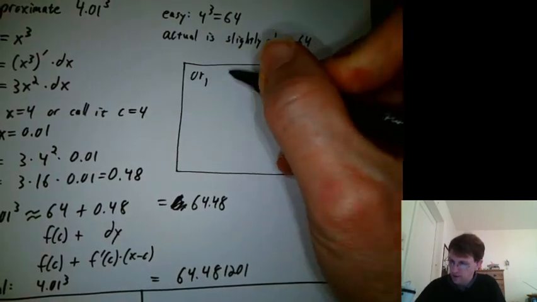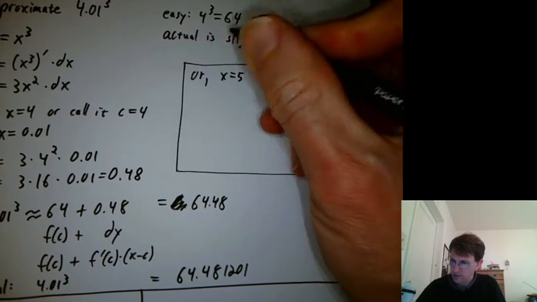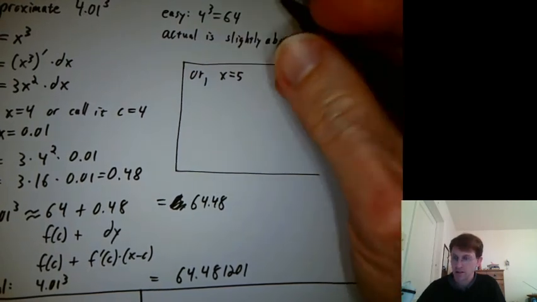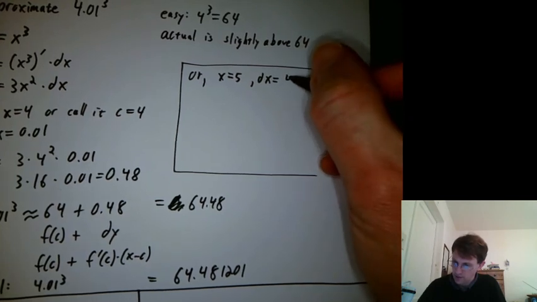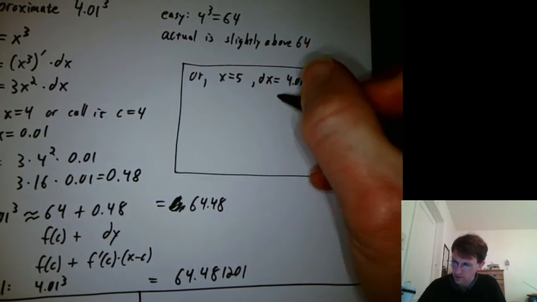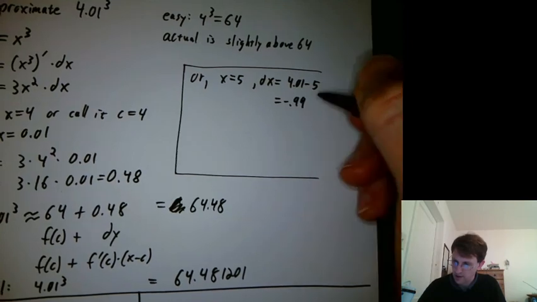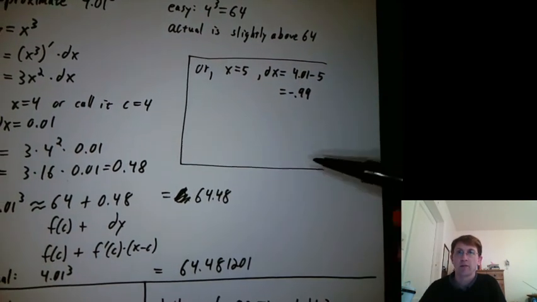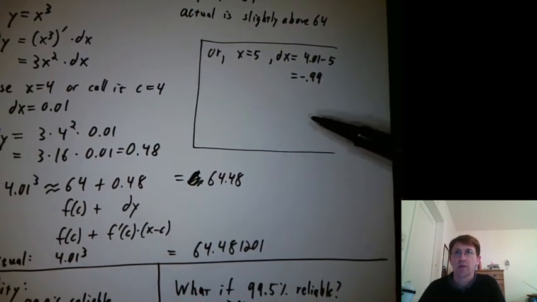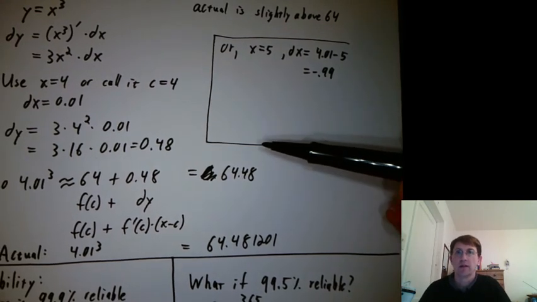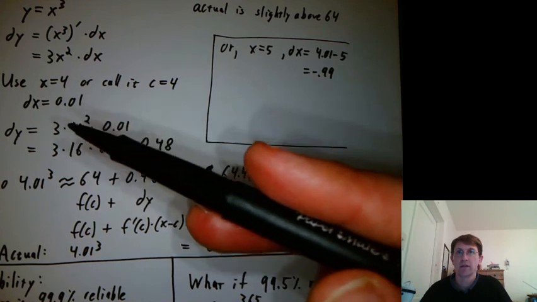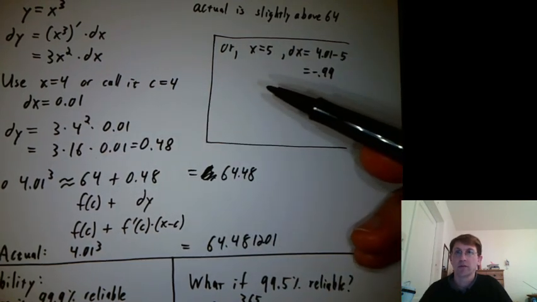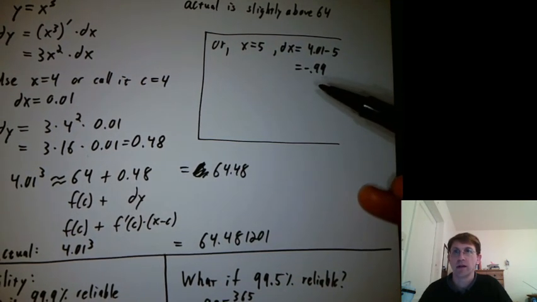We could have said x equals 5, because 5 cubed isn't hard to do in your head. And what would dx be then? It would be 4.01 minus 5, which would be negative 0.99. And we could do all the same math. Which one do you think would give you a better approximation of 4.01 cubed? Using 4 and dx equals 0.01, or using x equals 5 and dx equals negative 0.99?